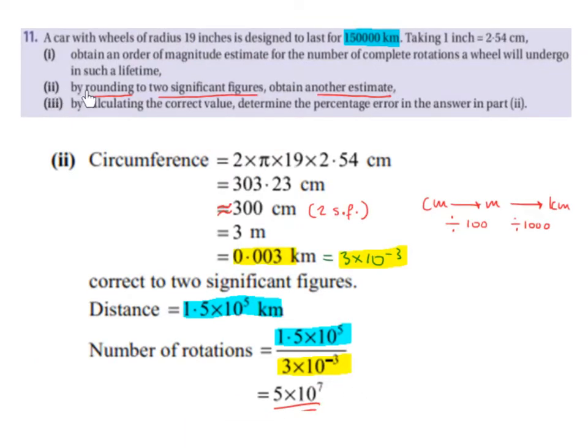Part 2. By rounding to two significant figures, obtain another estimate. So by the same idea, we want to work out the circumference of the wheel. So it's going to be 2 times pi times the radius, which is 19, times 2.54 centimetres, which gives us 303.23 centimetres, which rounds off to 300 centimetres, correct to two significant figures.